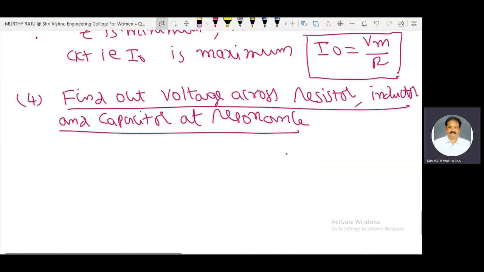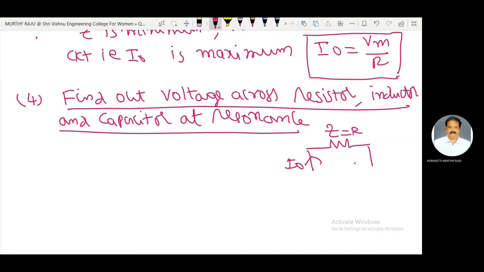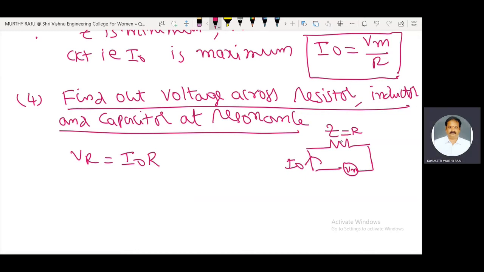Okay. At resonance condition, prove that the impedance Z is equal to R. The current is I naught. This one is Vm. Therefore, the voltage drop across the resistance is Vr, which is equal to I naught into R, that is Vm.